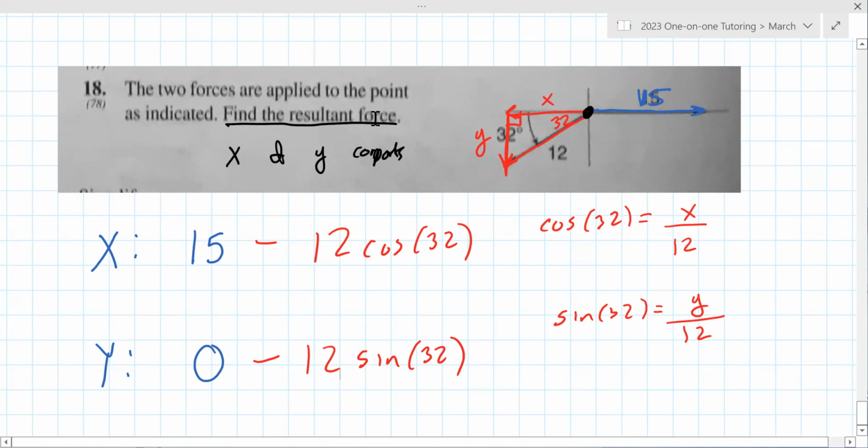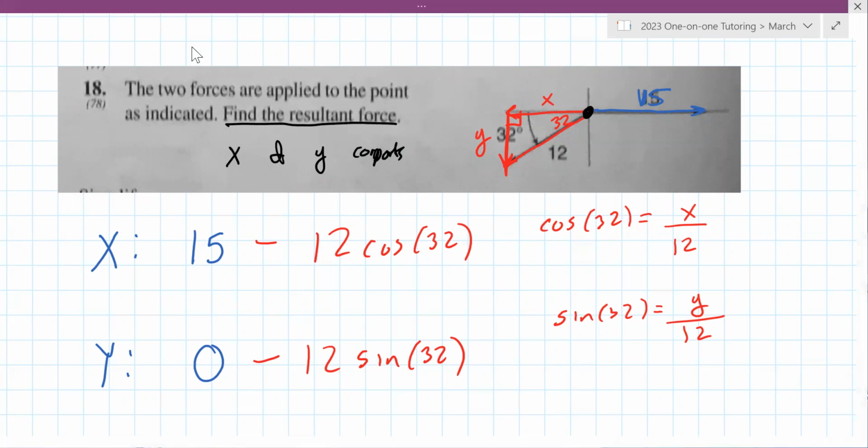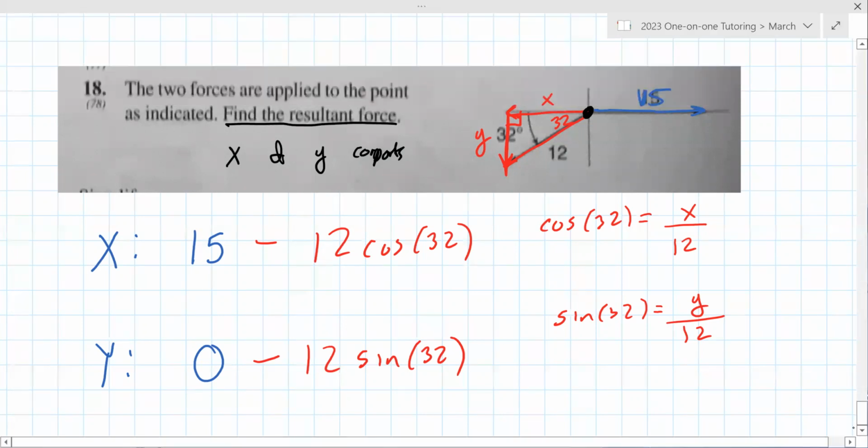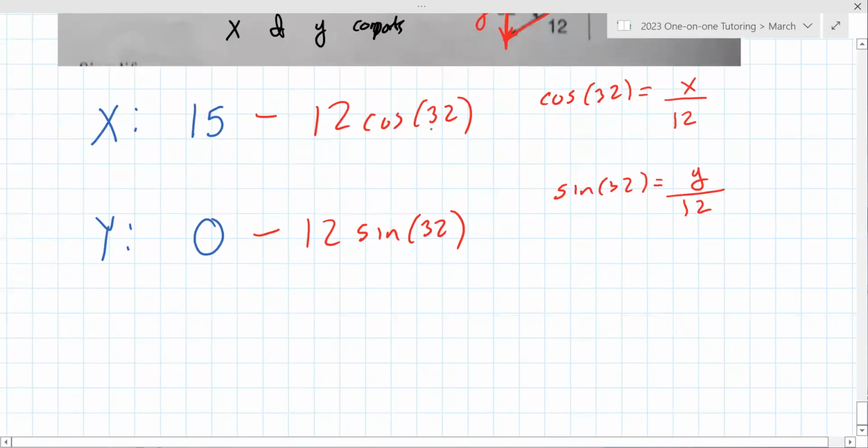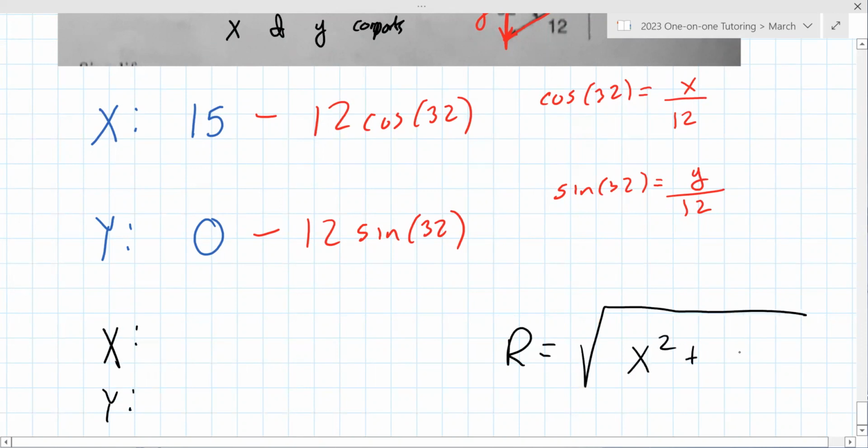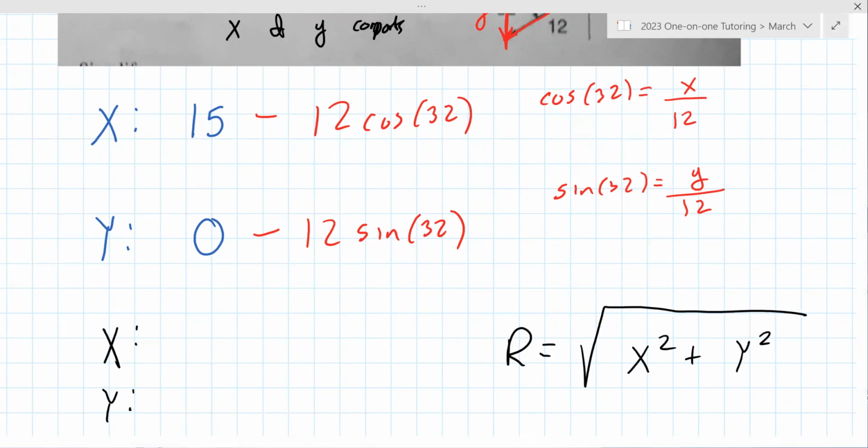That's not the resultant force. That is breaking the forces into their x and y components. You have to calculate these. You've got to get numerical values for each of these. So you want to get a value for x and a value for y. And then the resultant is the square root of x squared plus y squared, Pythagorean theorem. Make sure your calculator is in degrees when you do this calculation.